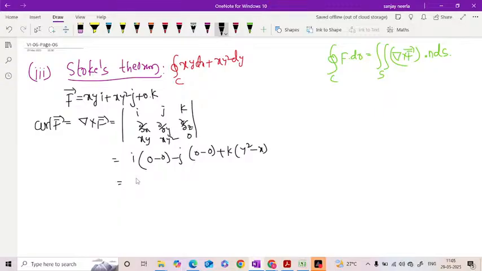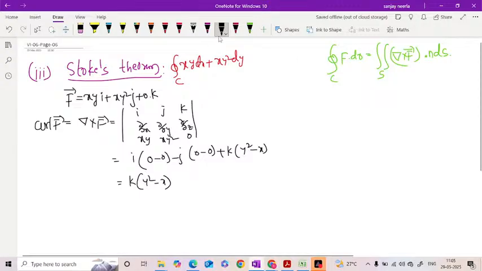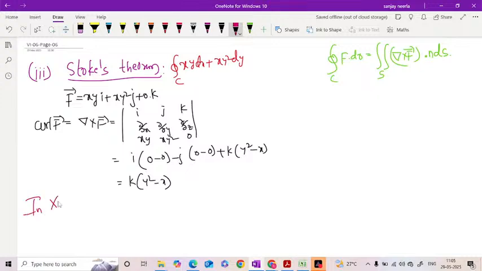So the vector curl F is k times (y squared minus x). Next, here the unit normal vector is already clearly given, it is related to the xy plane. In the xy plane, our n is equal to k.